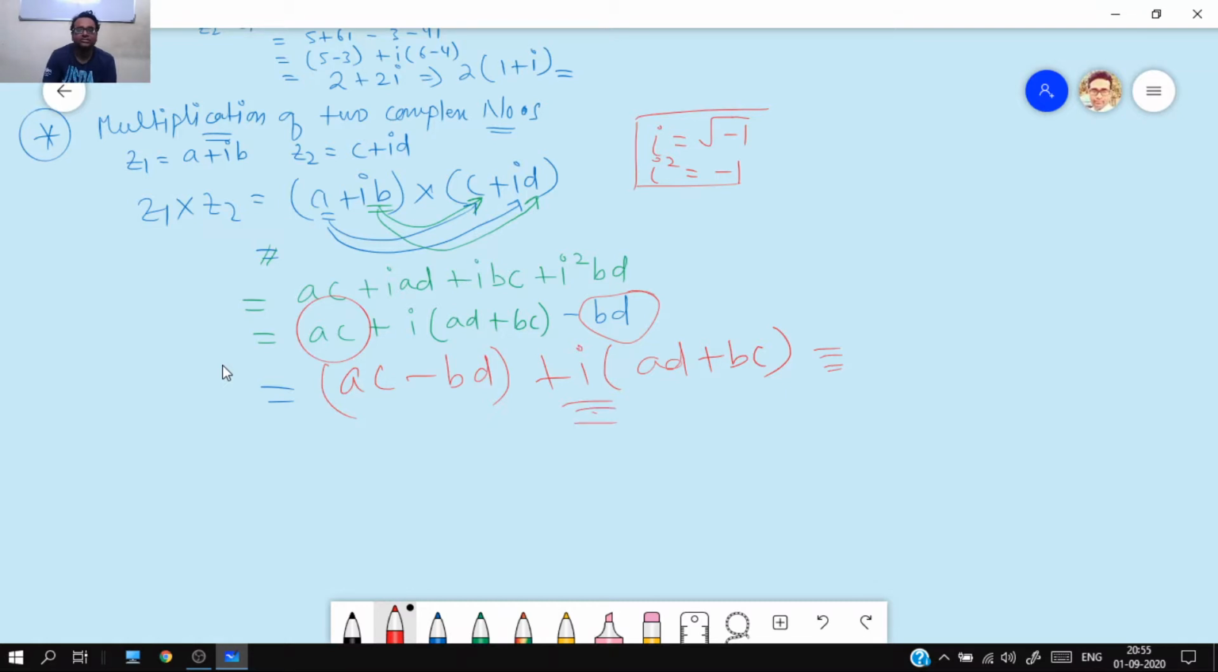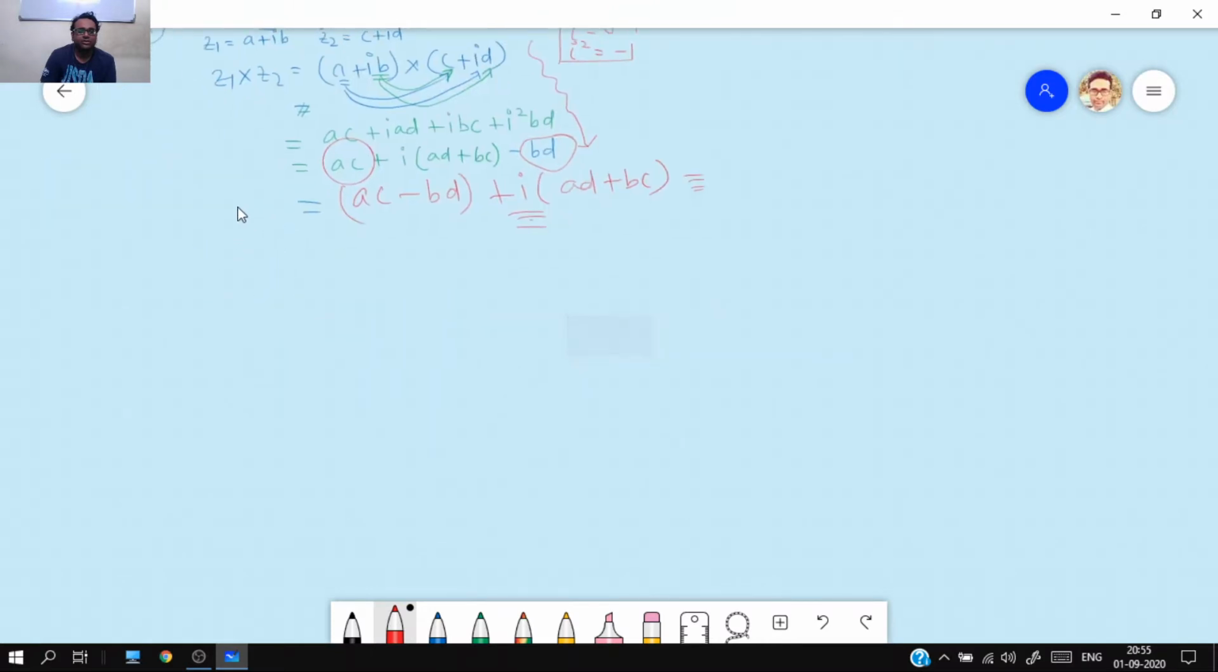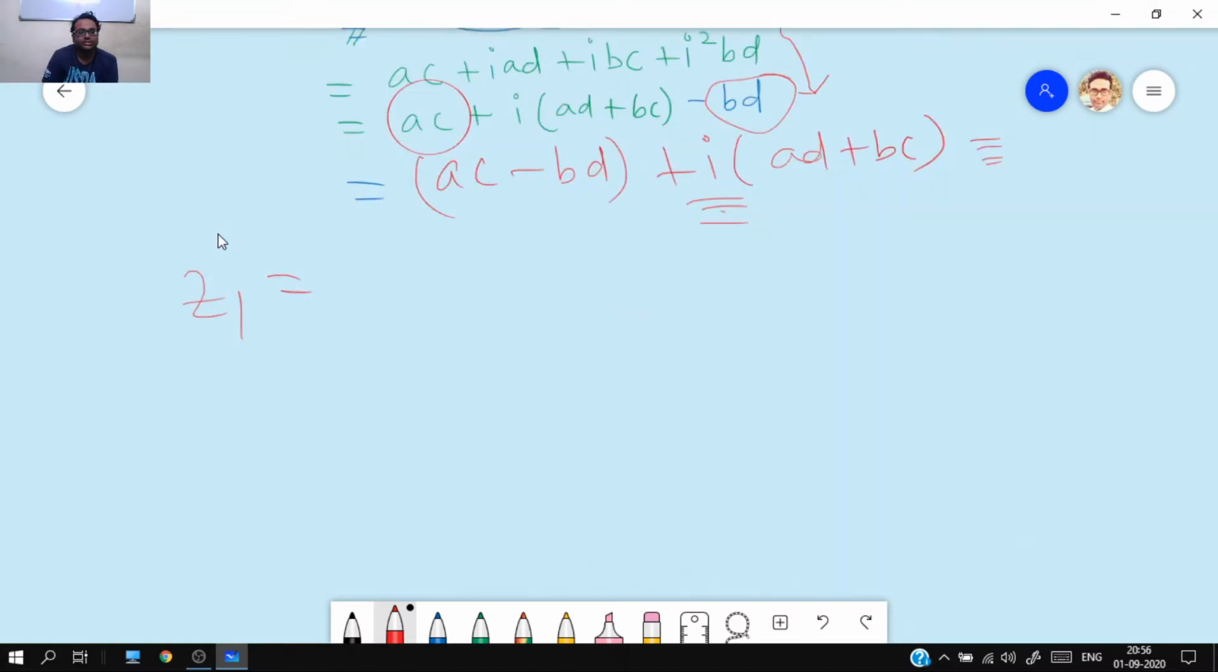We follow the same set of process which we have done in this multiplication of two complex numbers, taking alphabets as numbers. We can multiply any two complex numbers. Suppose take z1. Let me zoom it a little bit.